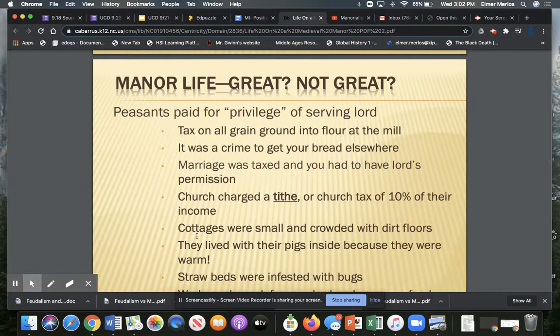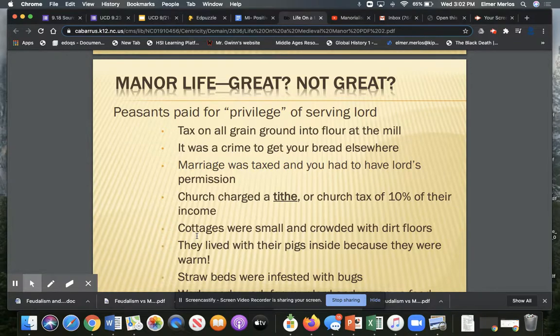All right, peasants paid for the privilege of serving the lord. So was it great for them? They have to pay taxes on all grain ground into flour at the mill. So they pay to have their grain ground. It's a crime to get bread elsewhere. You're living there, so you have to follow that rule. Marriage was taxed, and you had to have the Lord's permission. If the Lord says you can't marry, then you couldn't marry. Again, if you don't like that, you can leave, but you're going to have the same problem with someone else.